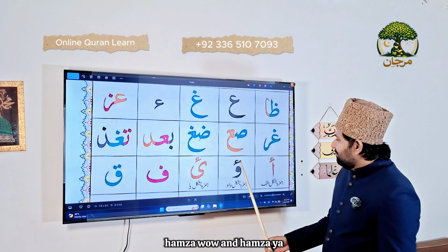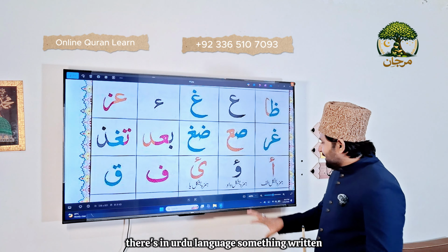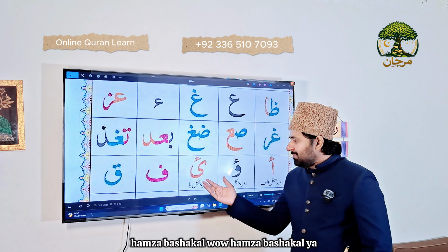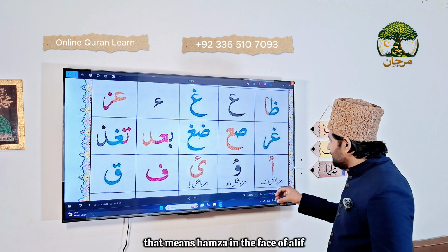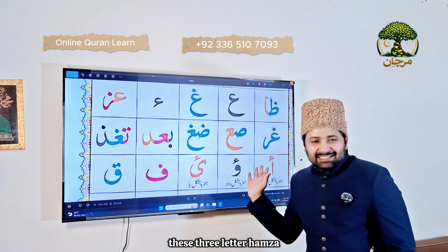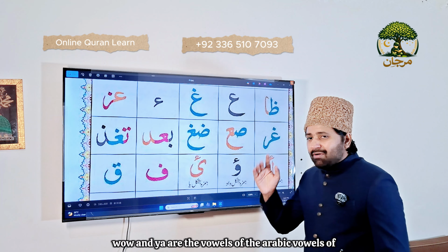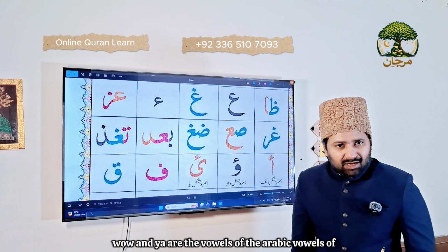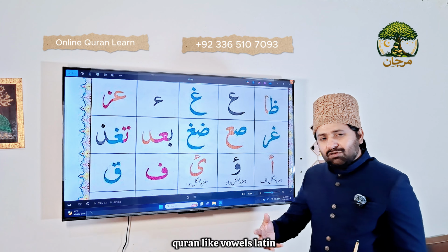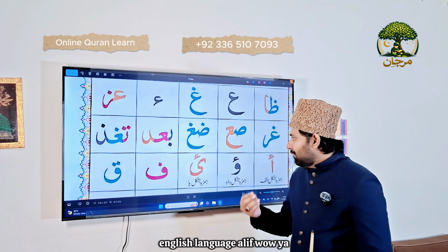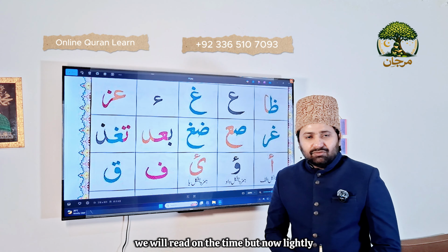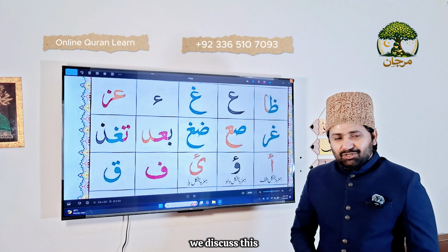Hamza alif, hamza waw, and hamza ya. In the Urdu language it is written: hamza bashakal alif, hamza bashakal waw, hamza bashakal ya. That means hamza in the face of alif, hamza in the face of waw, hamza in the face of ya. These 3 letters, alif, waw and ya, are the vowels of the Quran's Arabic, like vowel letters in the English language. This is our new chapter. Next chapter, inshallah, we will read in time. But now, lightly, we discuss this.